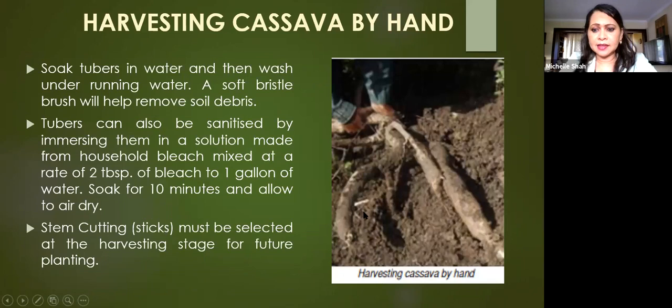Harvesting by hand. You soak the tubers in water, then wash them under running water. A soft bristle brush will help remove the soil debris. Tubers can also be sanitized by immersing them in a solution made from household bleach mixed at a rate of 2 tablespoons of bleach per gallon of water. Soak for 10 minutes and allow to air dry. Stem cuttings or sticks must be selected at the harvesting stage for future planting.